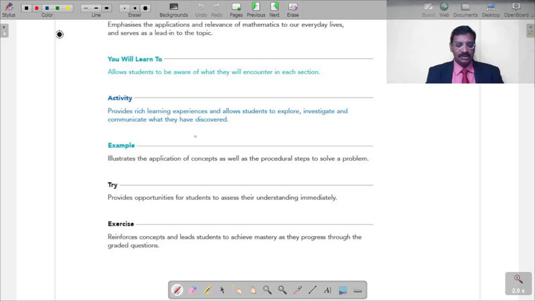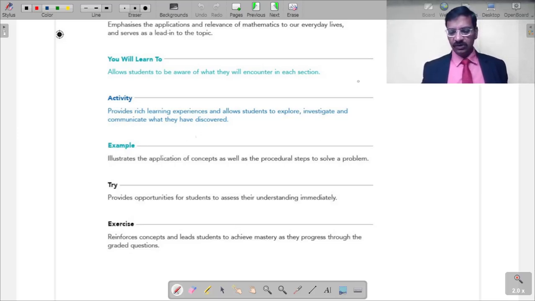This exercise reinforces the concepts and leads students to achieve mastery as they progress through the graded questions. The questions are graded into different levels: basic level, medium level and advanced level, organized separately. If you are able to solve the advanced level, then you have enough knowledge to handle practical problems. That is the kind of understanding you should have. Got it? So this is about this particular book.